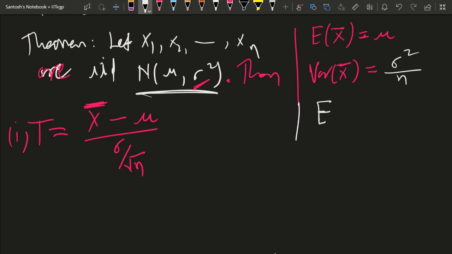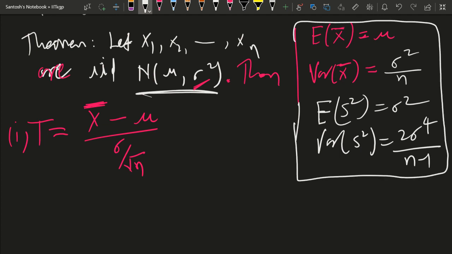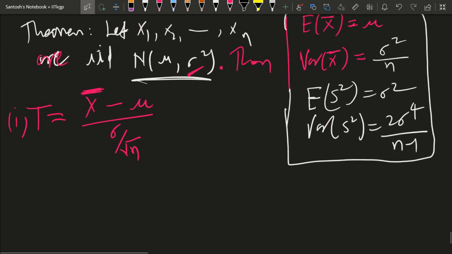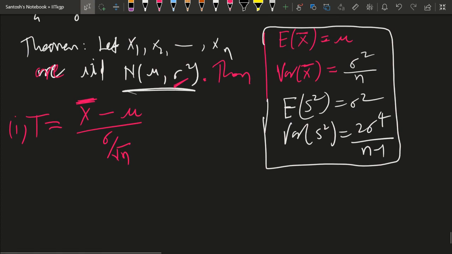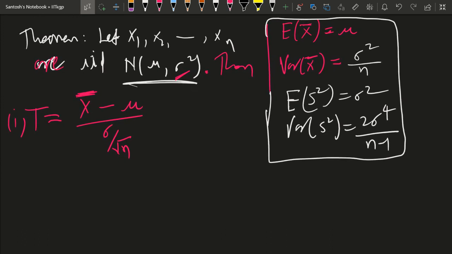Similarly, if you need the expectation of S square, that is sigma square. The variance of S square is 2 sigma to the power 4 by n minus 1. These are formulas you can derive. You may see this later on also. It depends on which chapter you are in. I am teaching from the notes provided by your teacher, so I don't know which chapter of the book this is.